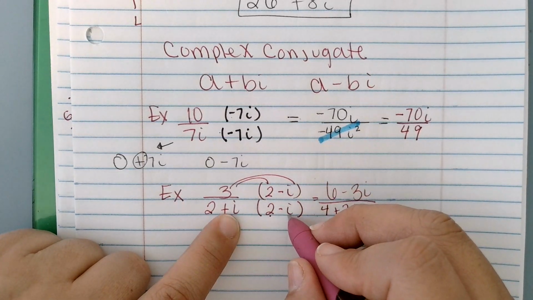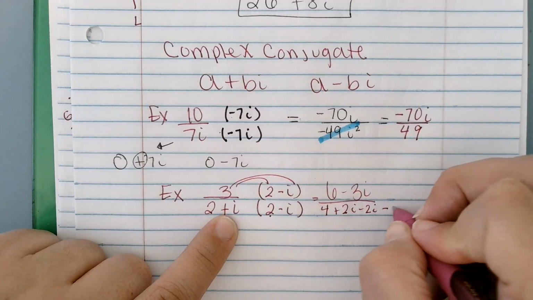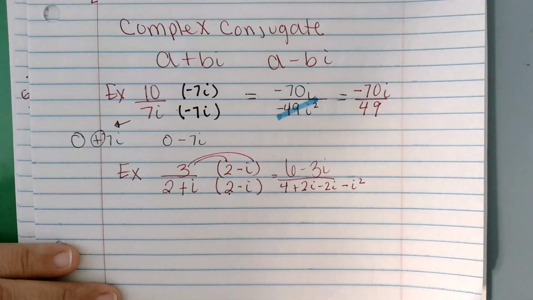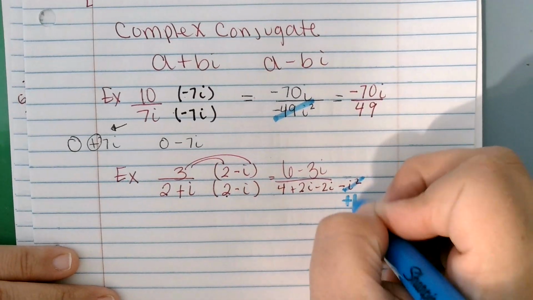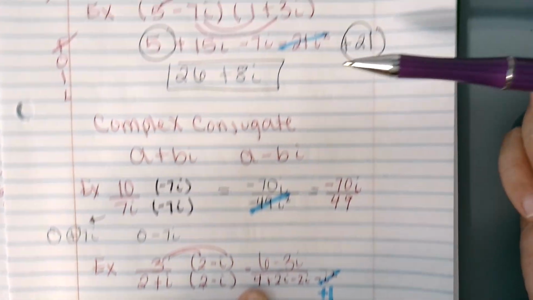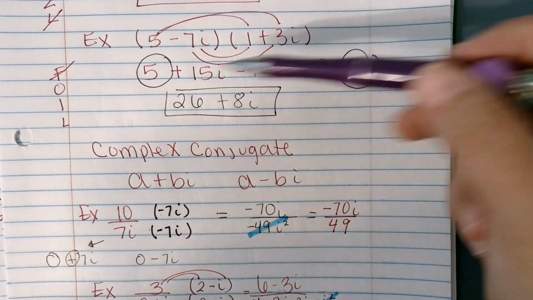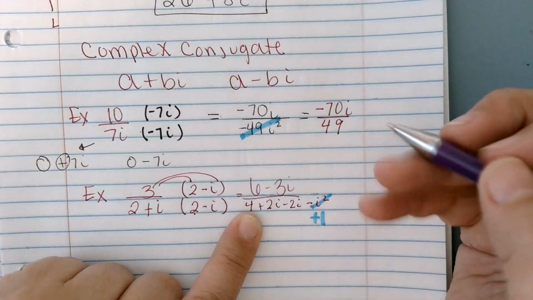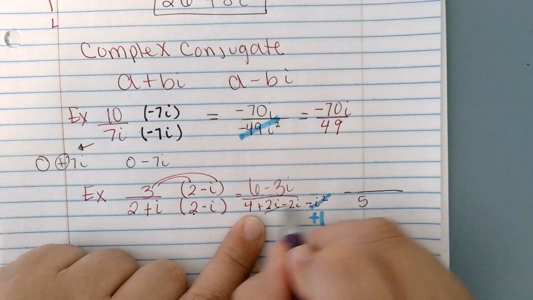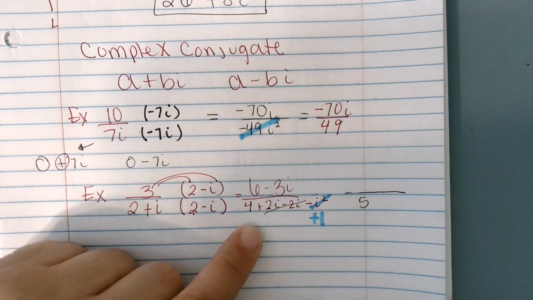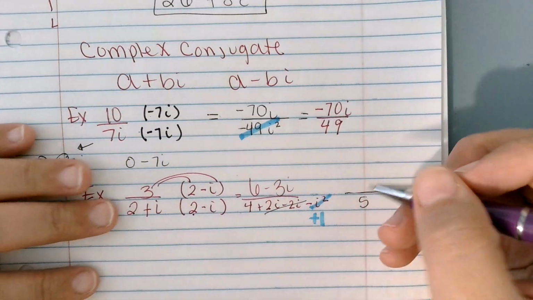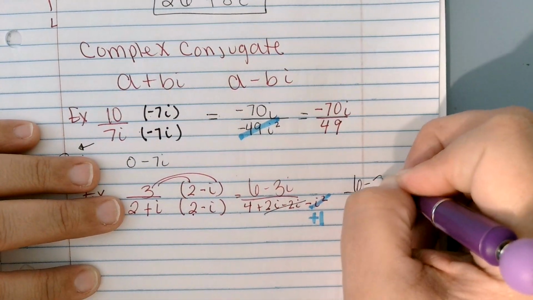And then a negative 1 times a positive 1 is a negative i squared, which becomes plus 1. And so right here on the denominator, we're doing the same math we did when we FOILed. We're going to combine like terms now. So that's 5, because 4 plus 1 is 5. And then the imaginary part cancels itself out. And that's the point of multiplying by the conjugate. Okay, and the numerator is 6 minus 3i.